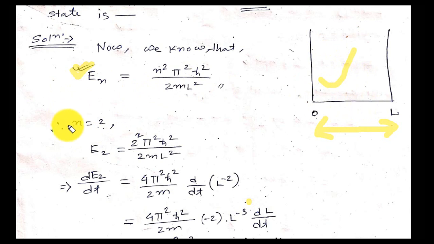Now for n equal to 2, E2 is equal to 2 squared pi squared h-bar squared by 2mL squared, since the length is L. So dE2/dt is equal to 4 pi squared h-bar squared by 2m times d/dt of L to the power minus 2. We need to differentiate L to the power minus 2.